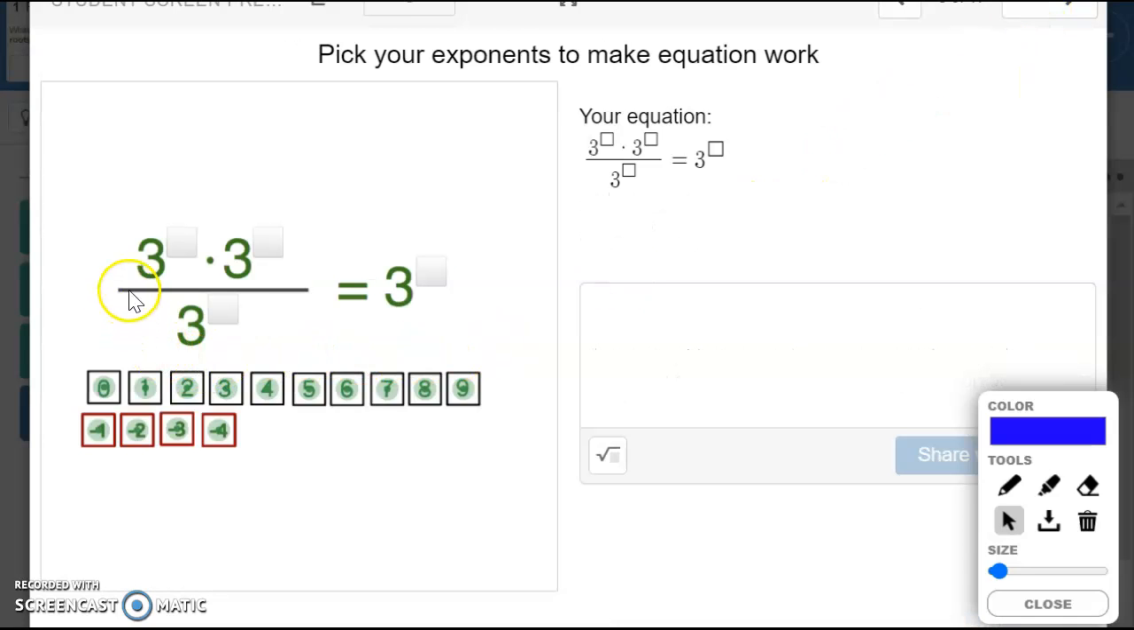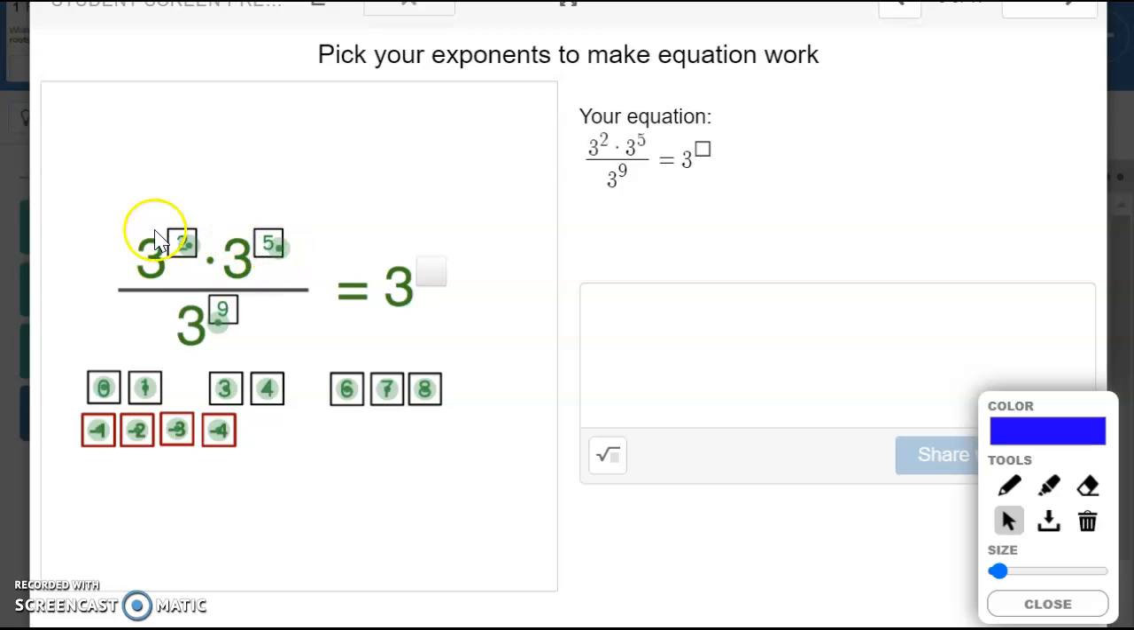Alright, what about this? This is combining the product rule as well as the quotient rule. If I have 3 squared times 3 to the power of 5, divided by 3 to the power of 9, okay, so what should I be getting?